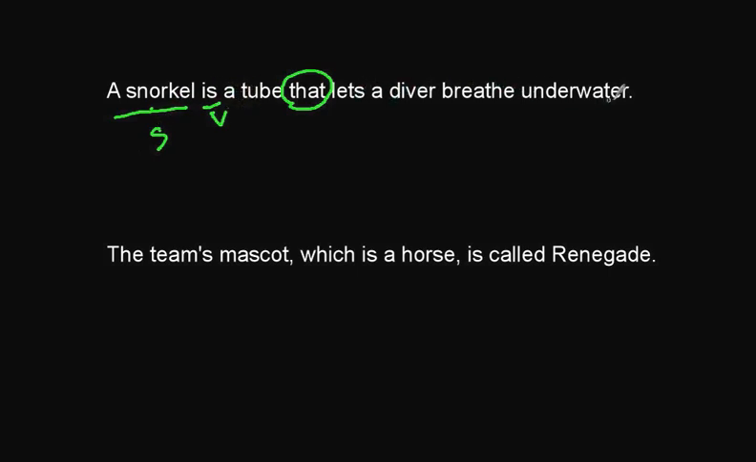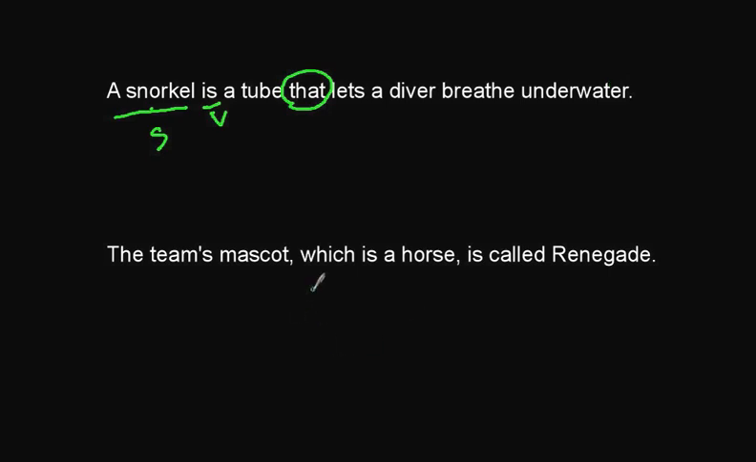That lets a diver breathe underwater is the rest of the sentence. It is the subordinating clause. It has both a subject and a verb, and yet it is important because it tells us what kind of tube it is, right? It's a tube that lets a diver breathe underwater.